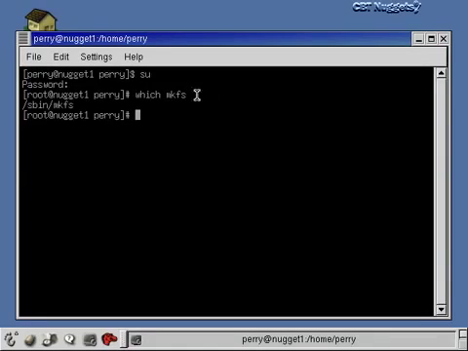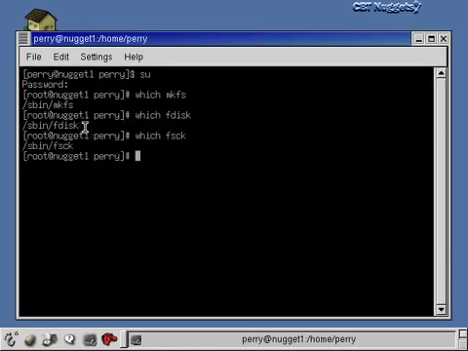So you can see the mkfs utility is in my path. It found it in the /sbin directory. Okay, and you'll see the fdisk command and the fsck command, they're also in the /sbin directory. Now first note that this is not the /usr/sbin directory that we've seen before for other system administration utilities. It's just plain old /sbin.